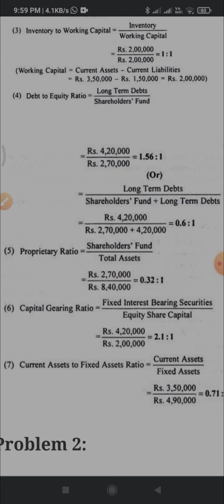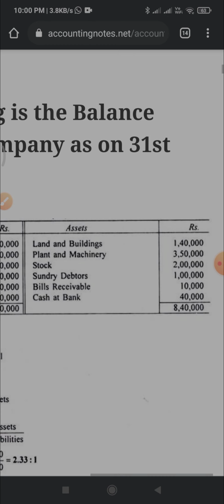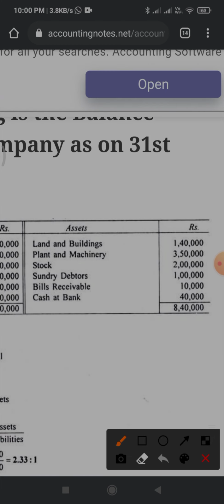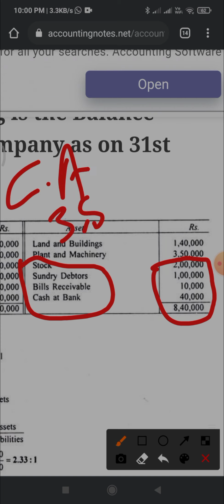Then last one here now, current assets to fixed assets ratio. Already I told you people here now. So here stock, debtors, bills receivable and cash at bank are called current assets. What is the total comes here now? Total is 2 lakh plus 1 lakh, 3 lakh. 3 lakh plus 10,000, 3 lakh 10,000 plus 40,000. Total is 3 lakh 50,000. Okay, current assets equals to 3 lakh 50,000.